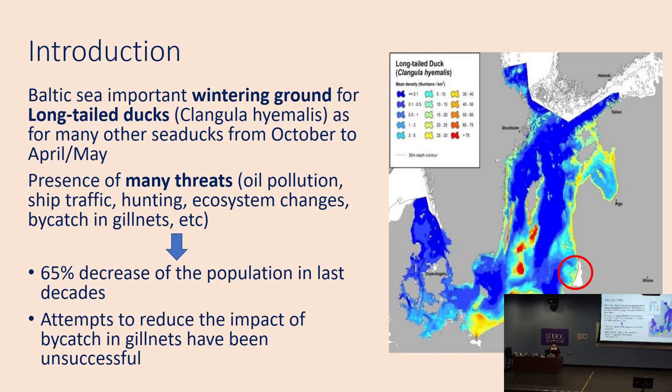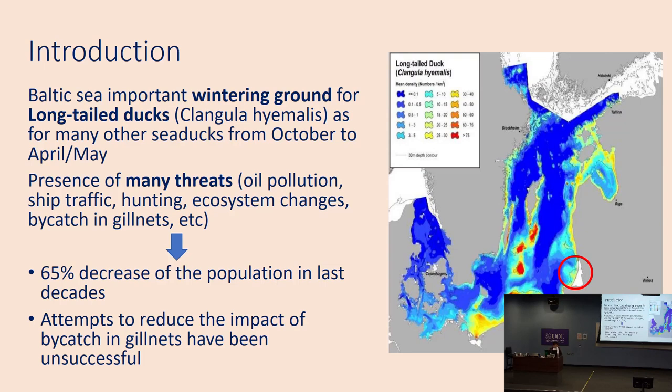So the Baltic Sea is one of the most important wintering grounds for the long-tailed ducks and for many other sea ducks. But unfortunately, in the Baltic Sea, there are many threats. And the population of long-tailed duck decreased by 65%, from 4.3 million individuals in the beginning of the 90s down to 1.5 million individuals in an estimate that was made in 2009. And in recent years, the population was estimated to be around 1 million.